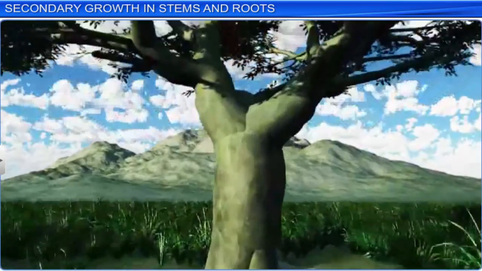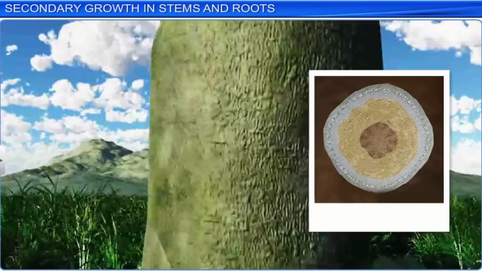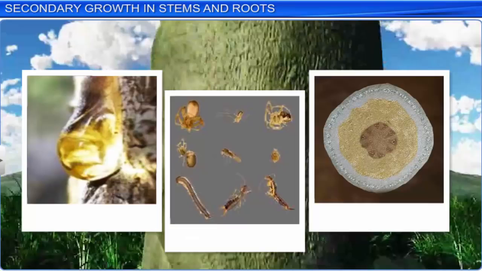In the central layers of the stem of an old tree, the color of secondary xylem turns dark brown due to the deposition of organic compounds such as tannins, resins, gums, and essential oils. These deposits make the wood hard and durable and resistant to microorganisms and insects.